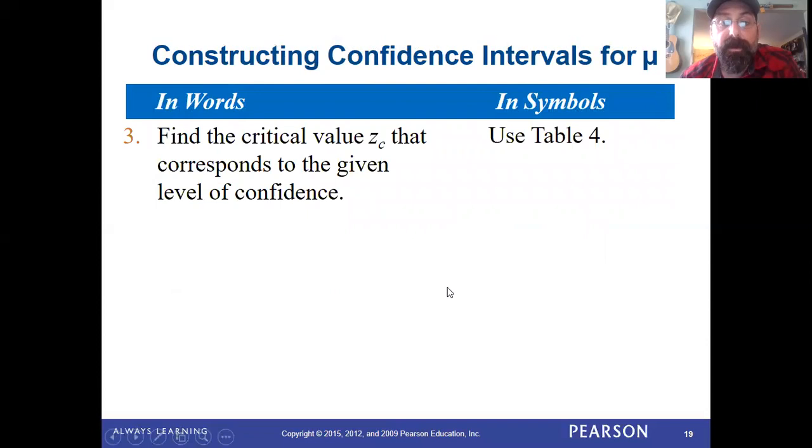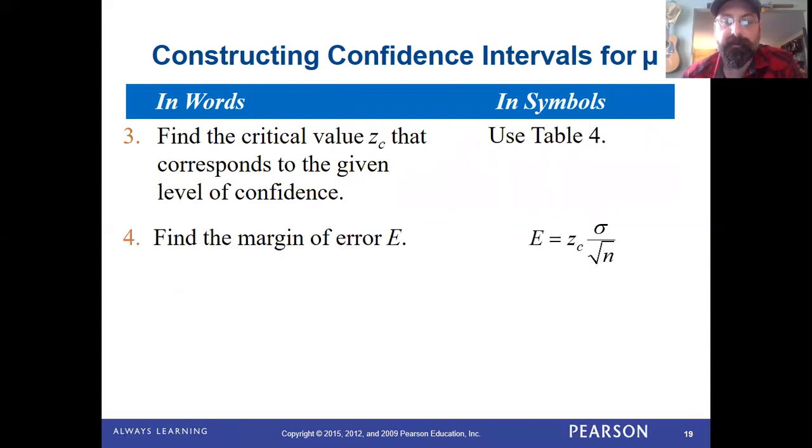Next up, find the critical value given the level of confidence. This comes from the standard normal table. If you look at your standard normal table, you'll also see a little table called critical values, and those are for very common confidence interval levels: 80%, 90%, 95%, and 99%.